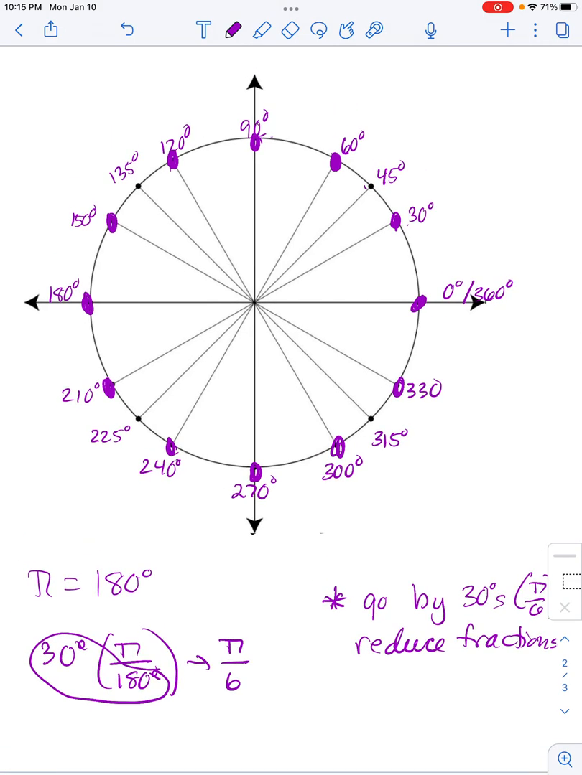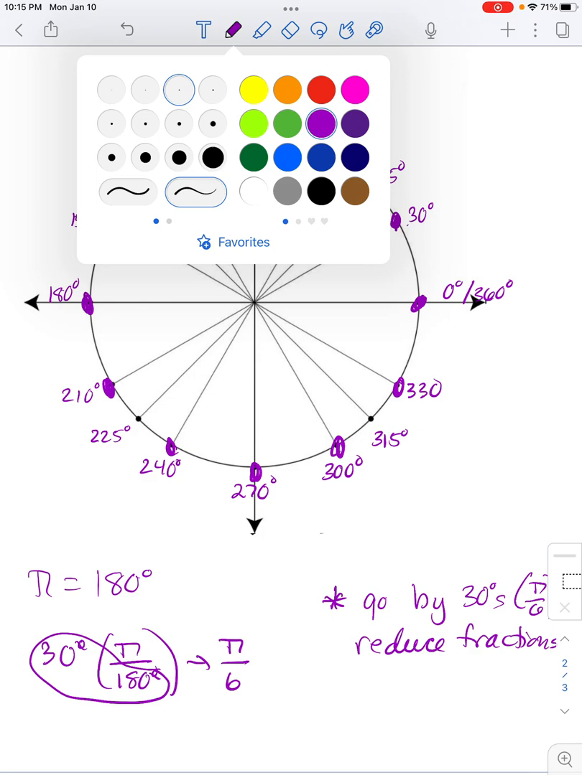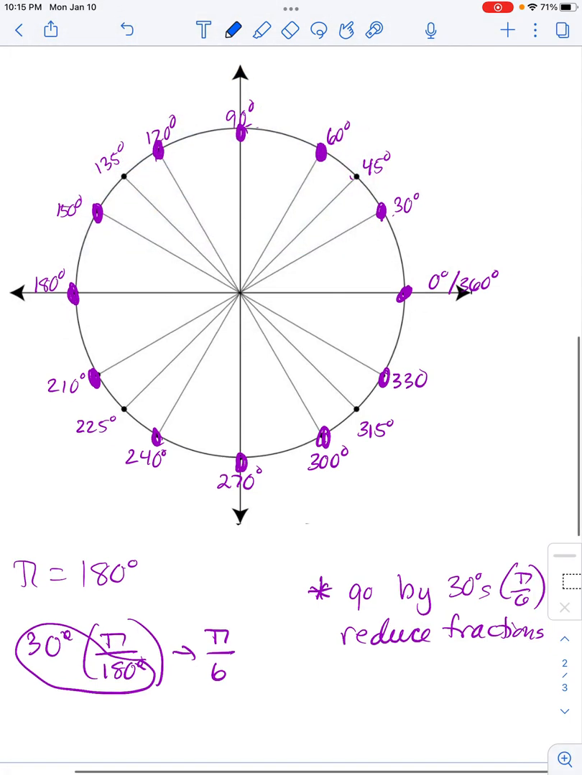All right, now we're going to do radians, counting by pi 6s, because pi over 6 is the same as 30. So this would be 1 pi over 6. The next 30 degree mark up here would be 2 pi over 6, but that reduces to pi thirds.